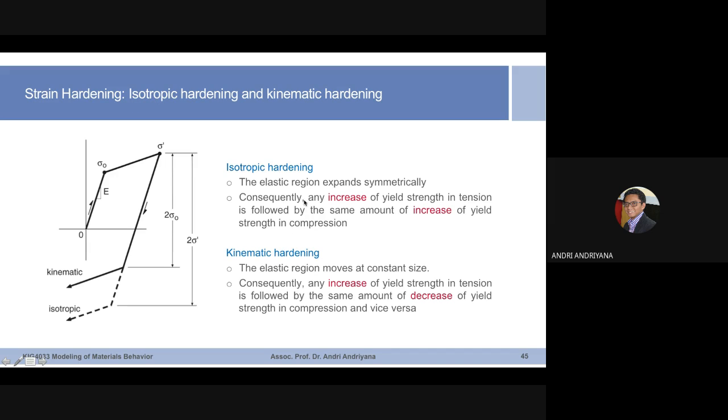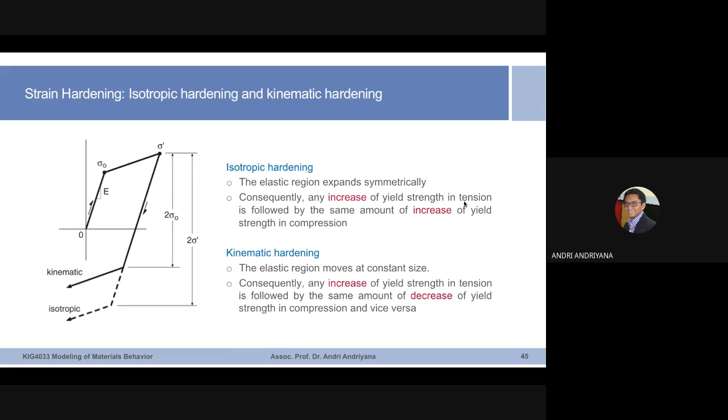So the consequence of isotropic hardening is that any increase of yield strength in tensile is followed by the same amount of increase of yield strength in compression. In the case of kinematic hardening, any increase of yield strength in tensile is followed by the same amount of decrease, the opposite, of yield strength in compression, and vice versa.